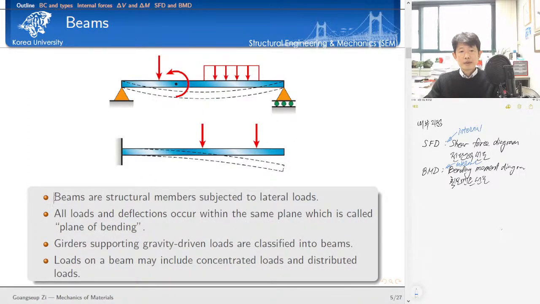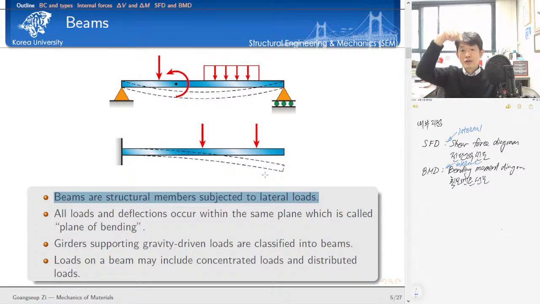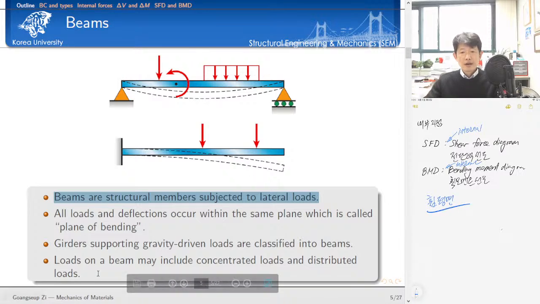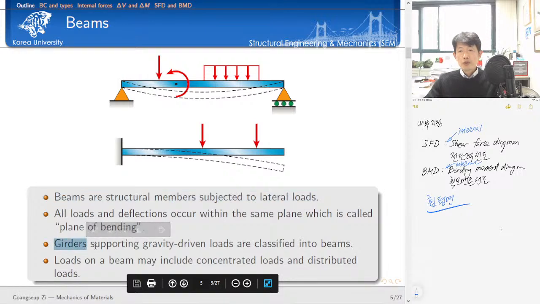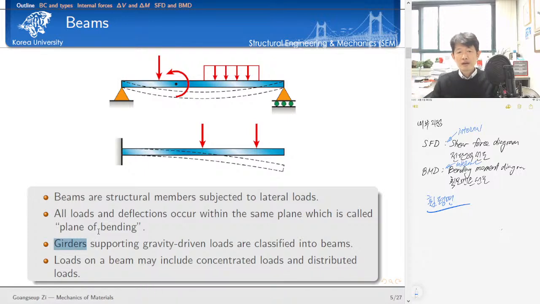Then what are beams? The beams are the structural members subject to lateral loads. Okay, the direction of loading is not parallel to the longitudinal direction of the members, but is in the lateral direction. So all the loads and deflections occur within the same plane, which is called planar bending. In 우리말 planar bending is 휨평면, 휨평면, planar bending. And then the girders, 보 아니면 우리말 girders. Girder is another name of beams, okay? Girders supporting gravity-driven loads are classified as beams, okay?